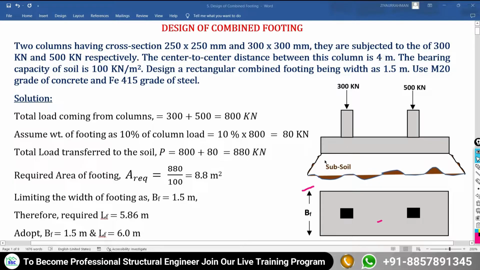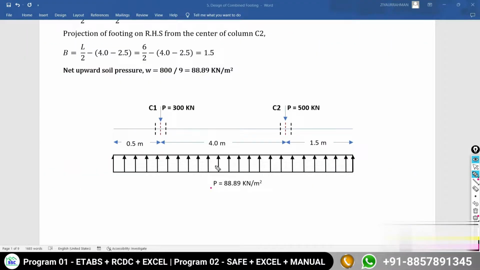After all of this calculation, we have the result that the length of the footing is 6 meter, with a break of 0.5 meter from the edge of the footing up to the column number 1 at its center, and from column C1 to column C2, center to center distance as given, is 4 meter. From the column C2 center up to the edge of the footing, the span is 1.5 meter, and this foundation is subjected to a uniform upward soil pressure of 88.89 kilonewton per meter square. So with all of these results we have to proceed for the further design.